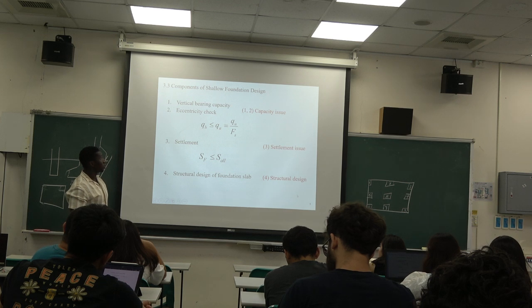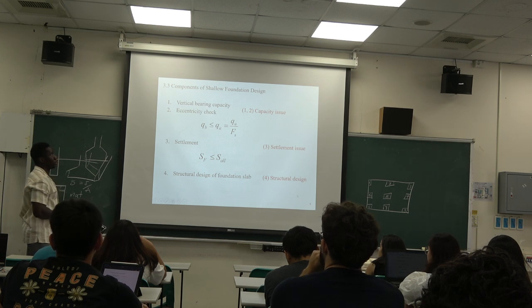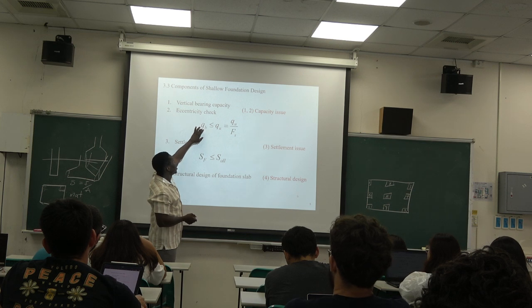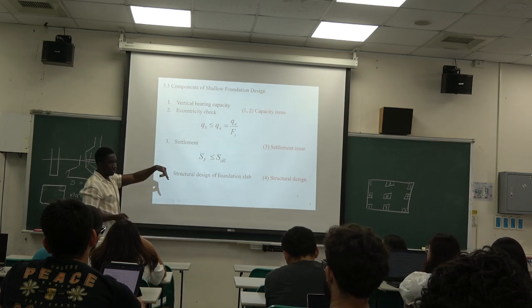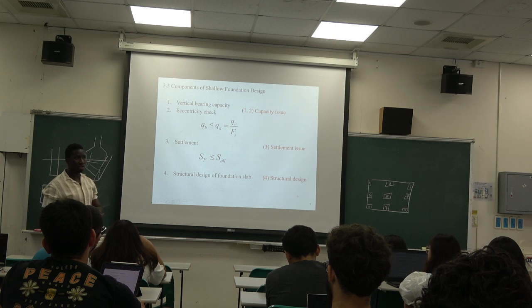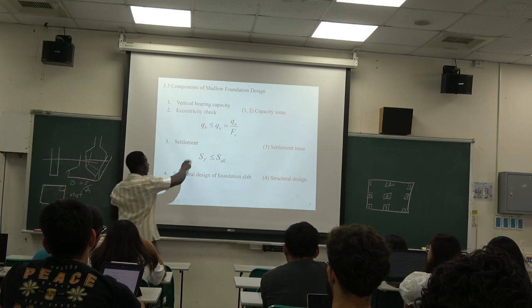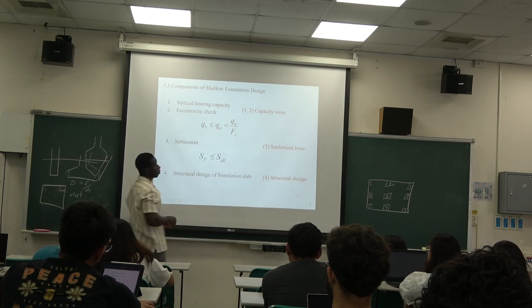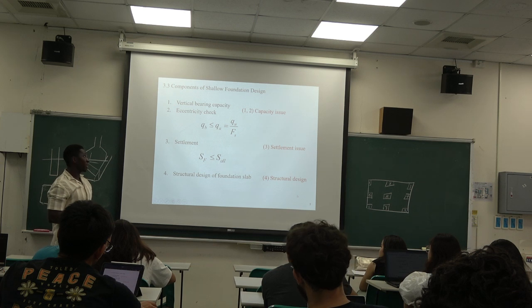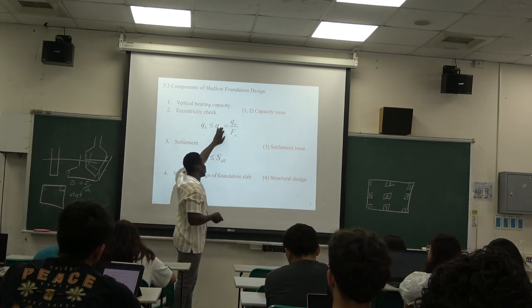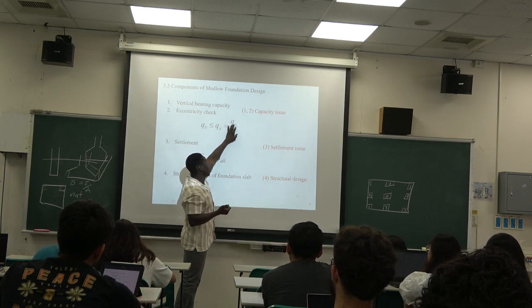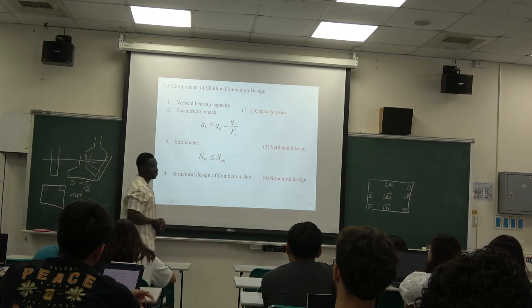Okay, so number one is the capacity issues. That's 1 and 2. So you need to check for the vertical bearing capacity. You need to make sure that the loading from the structure can be sustained by the soil. So the bearing load, Q bearing, should be less than or equal to the allowable Q. We already mentioned that the allowable Q is always the ultimate, the minimum force at which the structure will fail, divided by the factor of safety.